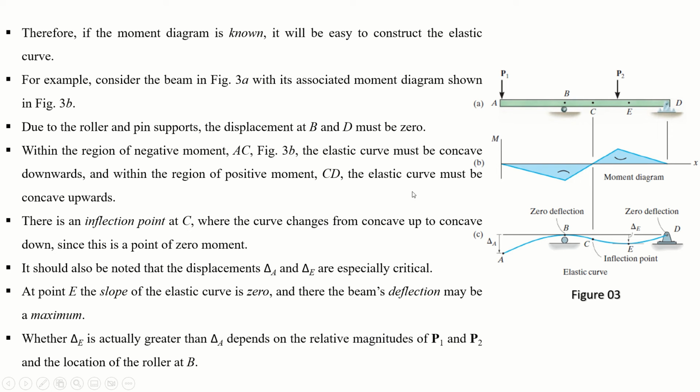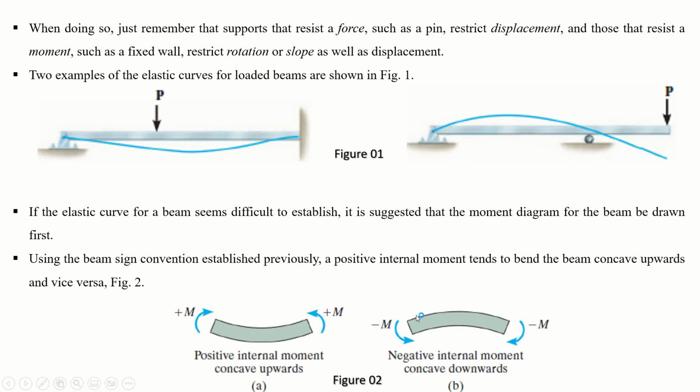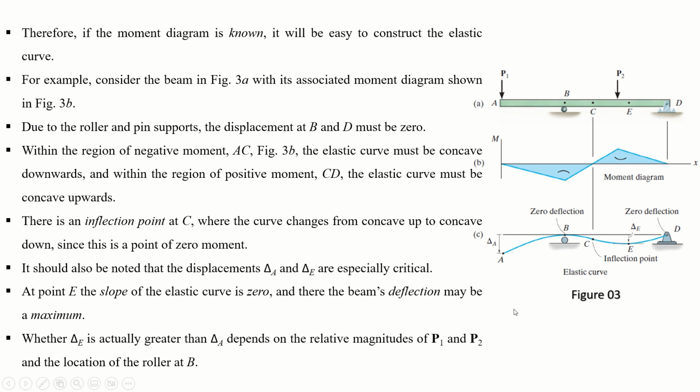Within the region of negative moment, from A to C, the beam will deflect concave downward. If you remember this slide, in the region of negative moment the beam will bend concave downward. However, after this point of inflection it will be concave upward. So from the bending moment diagram you can easily understand the direction of this elastic curve or the deflection diagram.